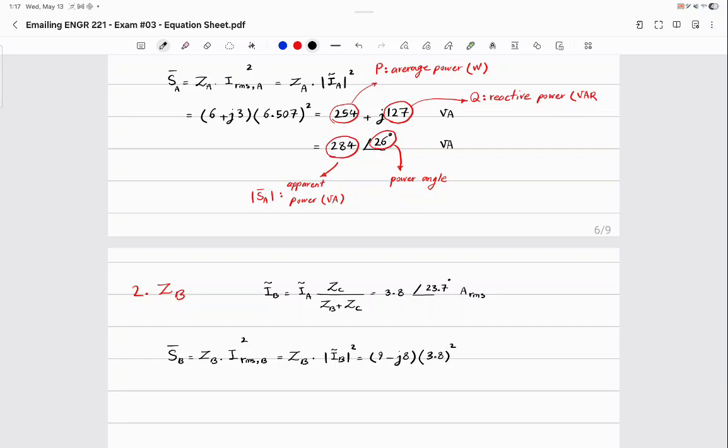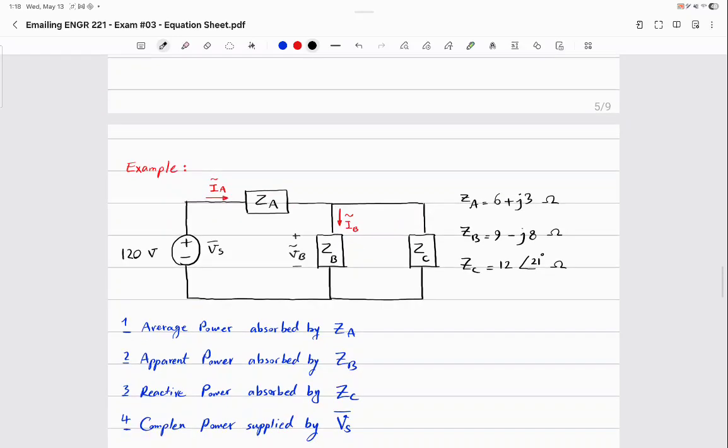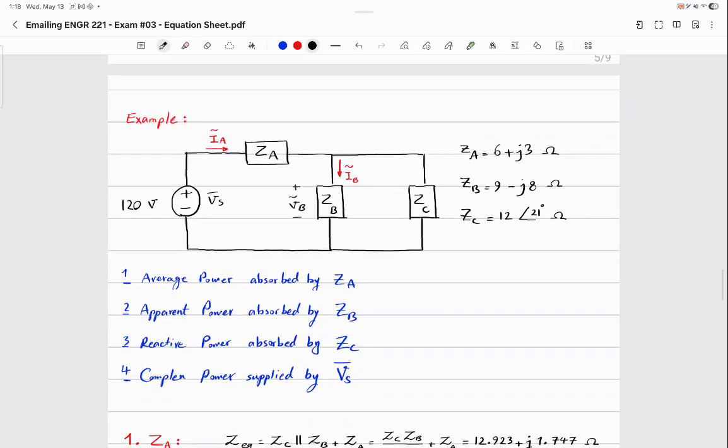Calculate the value and you'll get it. Next, let me ask Cage. I'm going to write both the polar and the rectangular form, but based on what part 2 is asking, tell me which one I prefer. Why? Because the magnitude will directly give you apparent power, right?